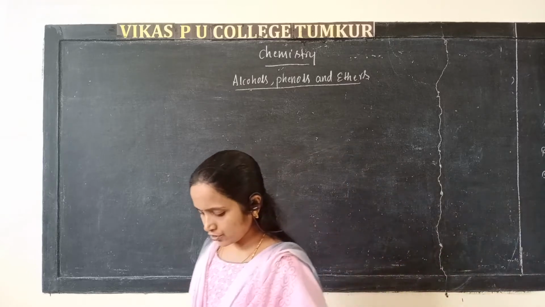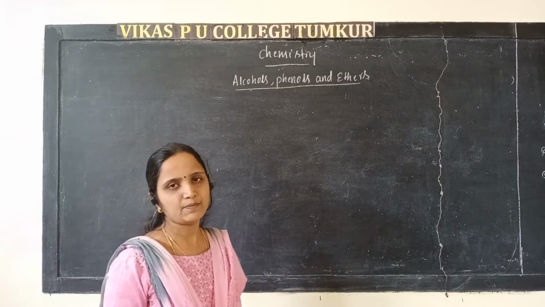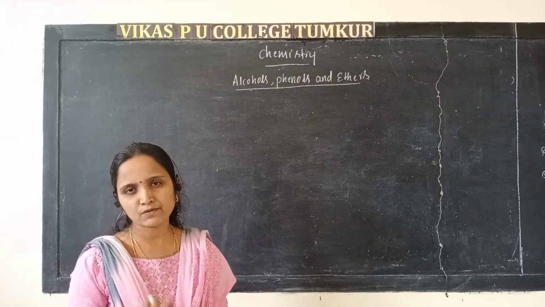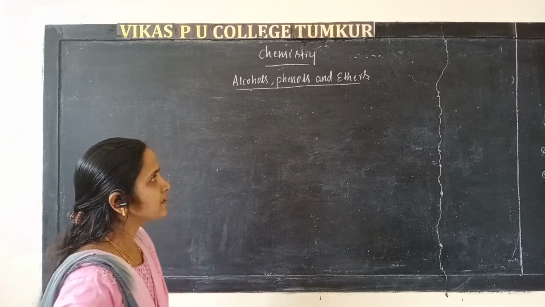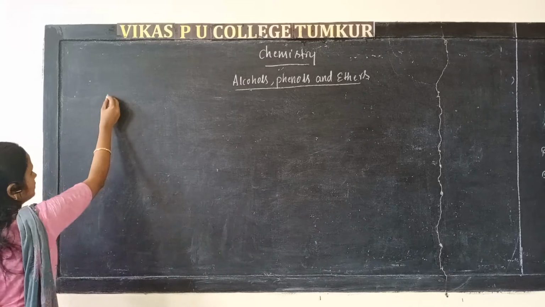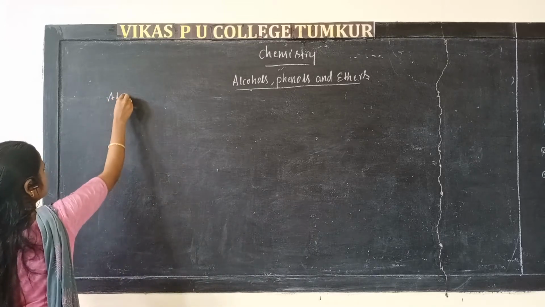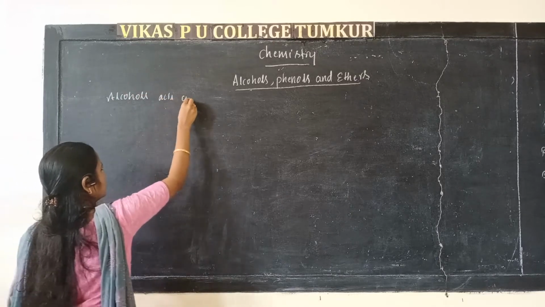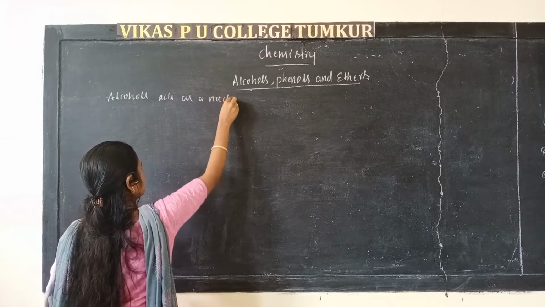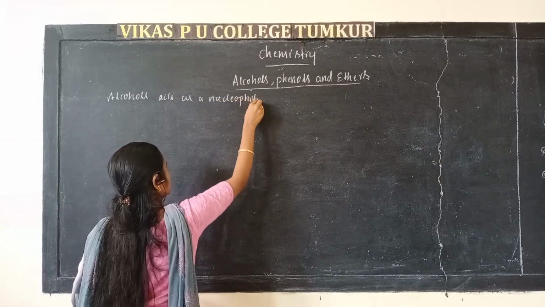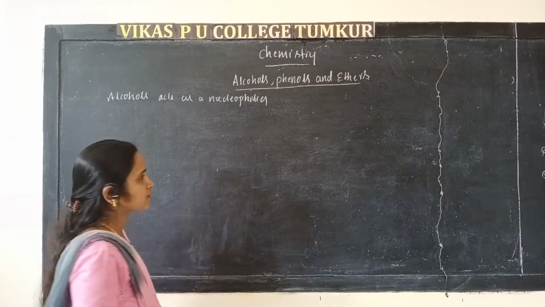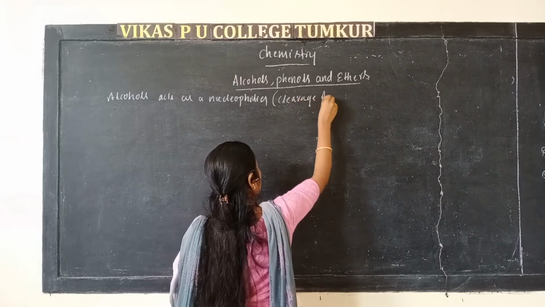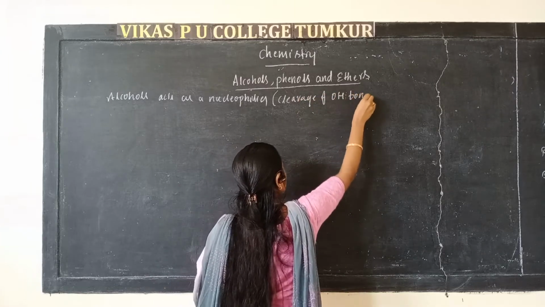First we are going to discuss how alcohol acts as a nucleophile, and how alcohol acts as an electrophile. First, the nucleophile: alcohols act as a nucleophile. This is nothing but the cleavage of the O-H bond.